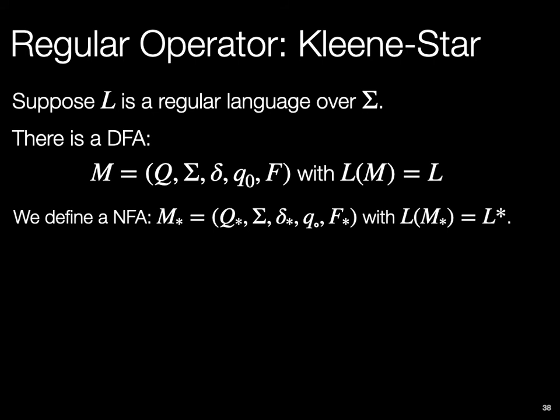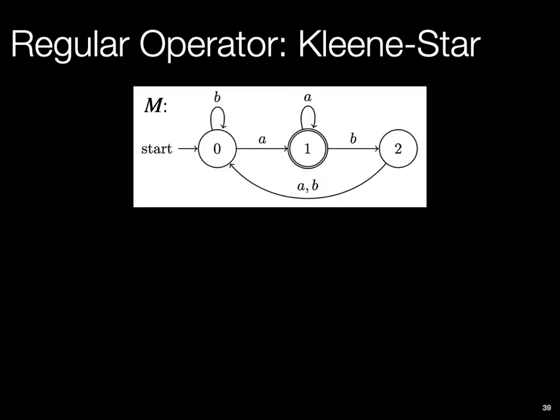We can show that the Kleene star is regular by defining an NFA that accepts it. Suppose we have a regular language L over an alphabet sigma. Then this implies that there is a DFA M that accepts L. We will then build an NFA that accepts the Kleene star of L using the DFA M. To see how we will do this, let's consider an example. How might we compute the Kleene star of this DFA?